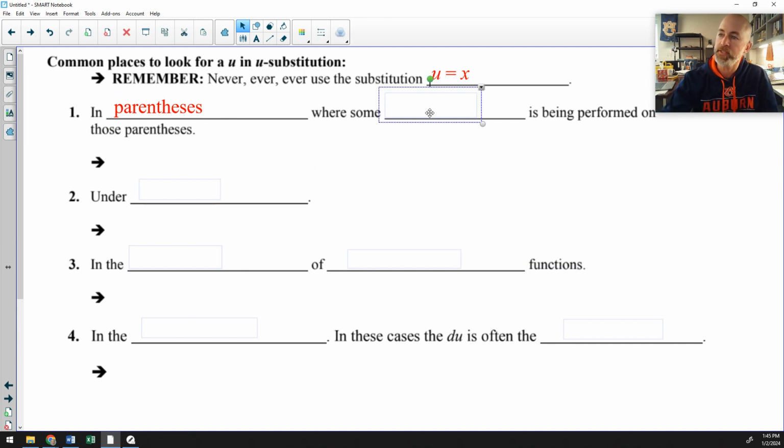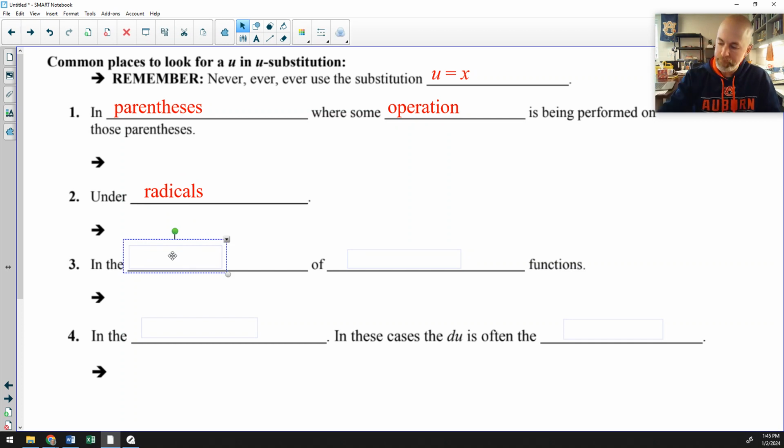Just make sure that there is some operation being performed on those parentheses. That's kind of like what the very first example was, where we had a polynomial to the 5th power or something like that. Number 2, if you have a radical, you want to look under the radical, which, more mathematically, I should say the argument of the radical, the radicand.